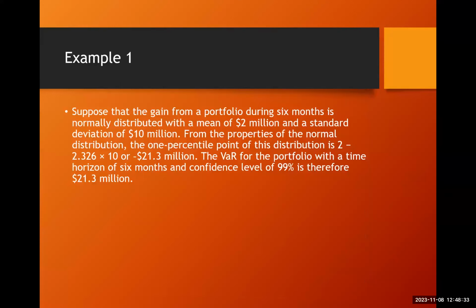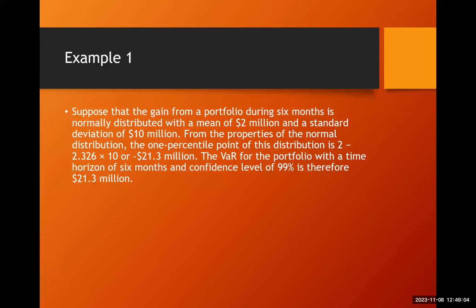So let's talk about example 1. Suppose that the gain from a portfolio during 6 months is normally distributed with a mean of 2 million and a standard deviation of 10 million. From the properties of the normal distribution, the 1 percentile point of this distribution is 2 minus 2.326 times 10, or negative 21.3 million. The value at risk for this portfolio with a time horizon of 6 months and confidence level of 99% is therefore 21.3 million.